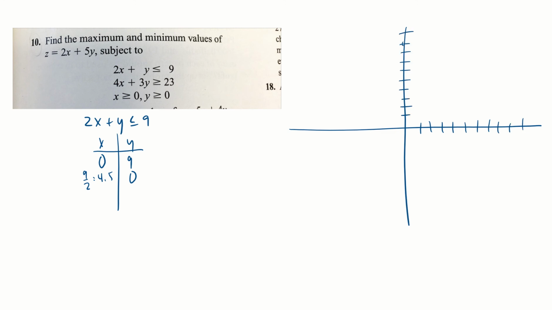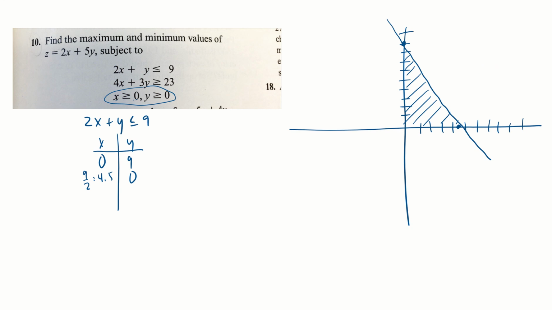So 0, 9, and 4.5, 1, 2, 3, 4.5. That's equal to, and 0 plus 0 is 0, less than 9 is true, so it's going to be shaded down. Now, why am I only shading the first quadrant? Because I looked ahead and saw that x and y are greater than or equal to 0. If x is positive, that's this way, and if y is positive, that's this way, so it's only the first quadrant.